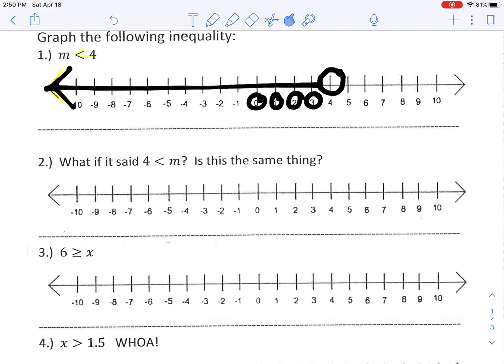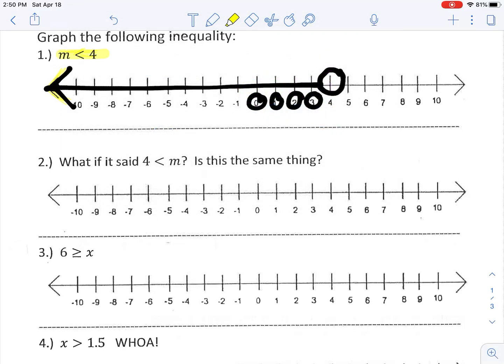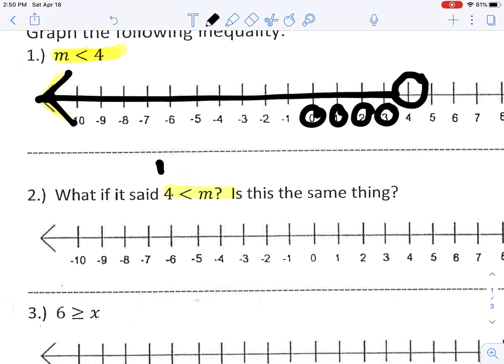Number 2, what if it said 4 is less than m? So going back up to that first inequality, m is less than 4, compared to 4 is less than m. So I'm going to go ahead and write that other one right above it. m is less than 4. Does that mean the same thing as 4 is less than m? No. So here is a new rule that we're going to learn today. When you're writing an inequality, your variable should always be on the left.